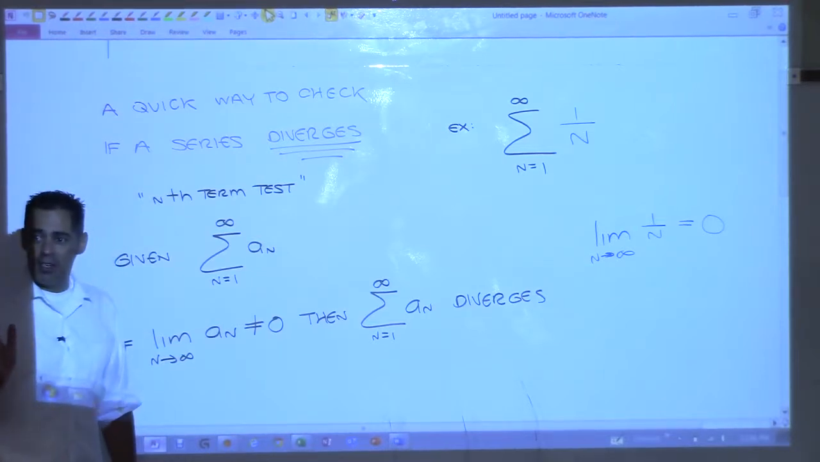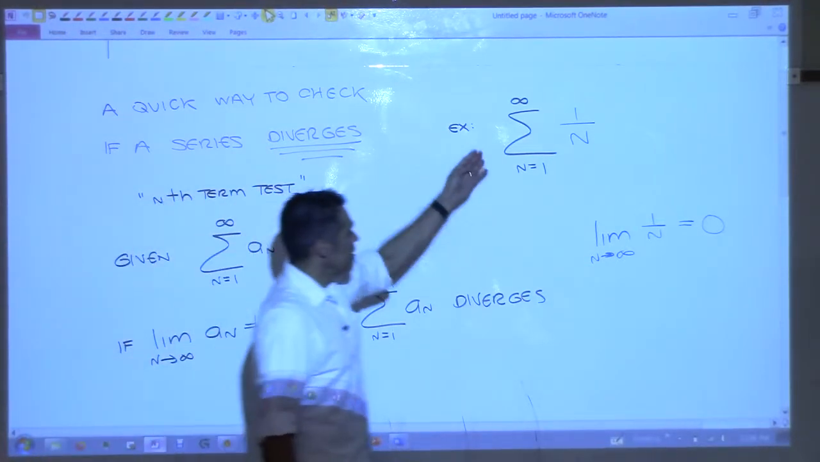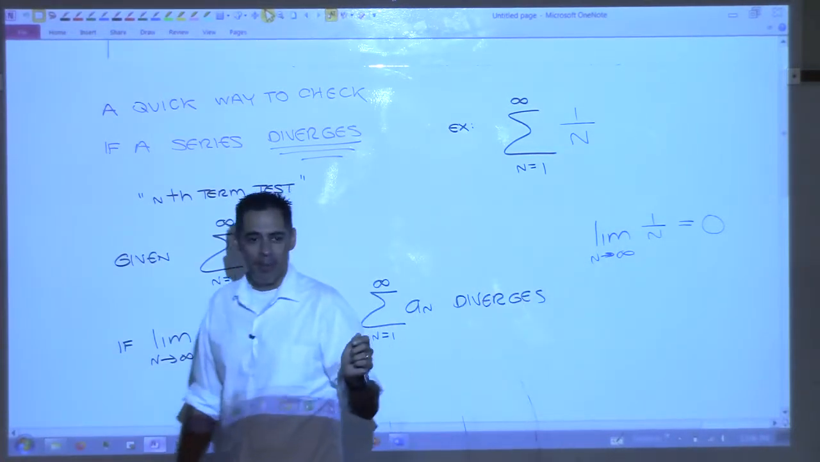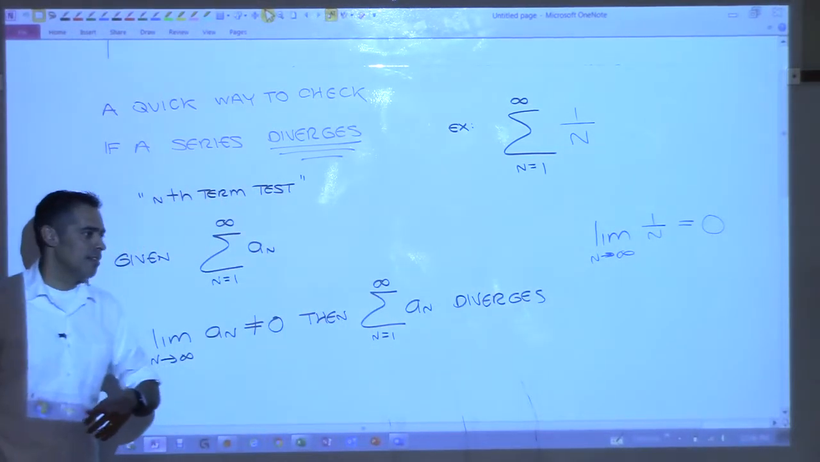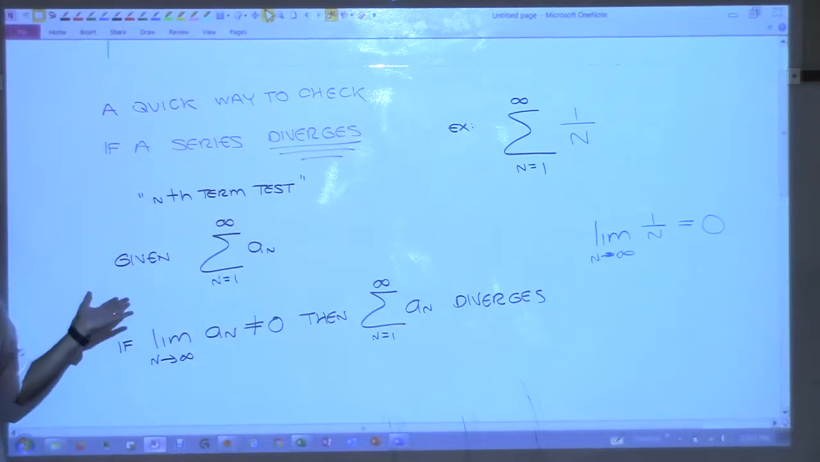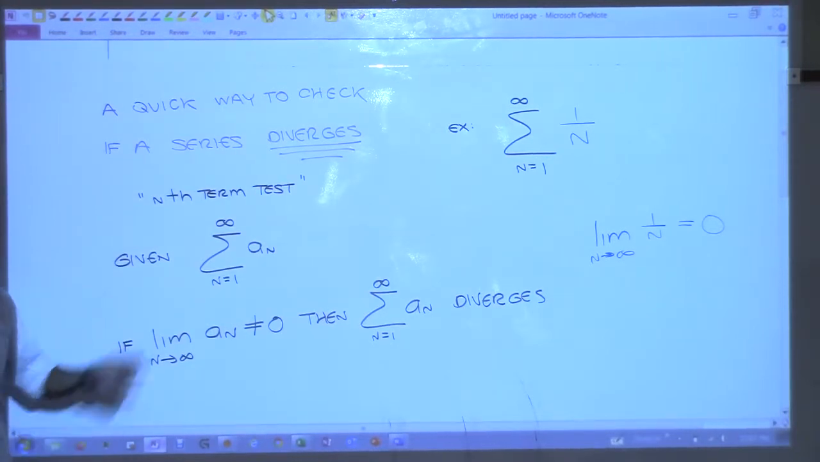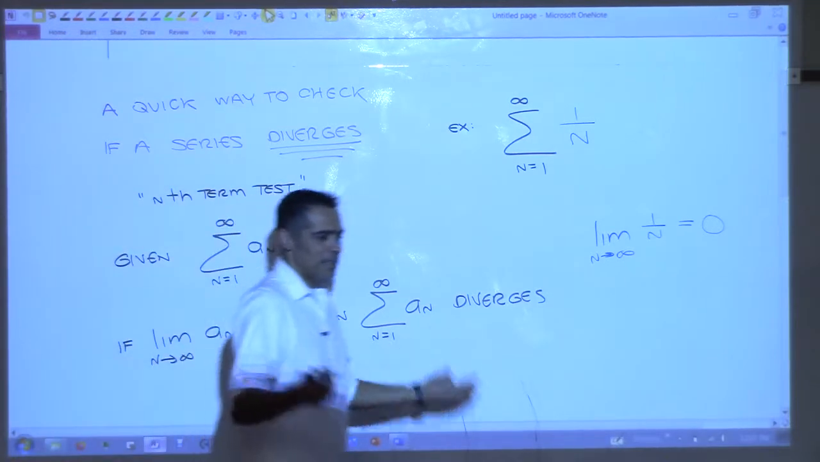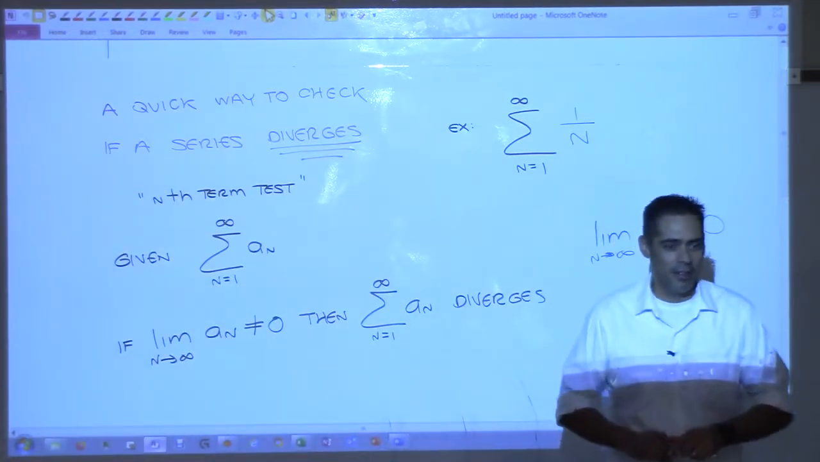Somebody on the test is going to do this. They're going to do that. They're going to do that. They're going to say converges, and I'm going to take every point off that I possibly can because that is a just fundamental misuse of the test. This series would be super easy if that's all you had to do. Take the limit. If it's 0, converges, not 0, diverges, be done. No, it just doesn't work that way, unfortunately.